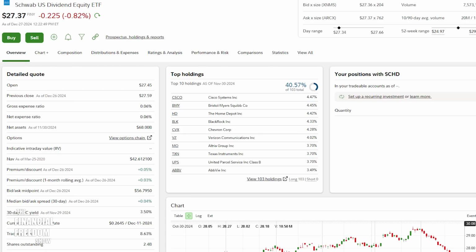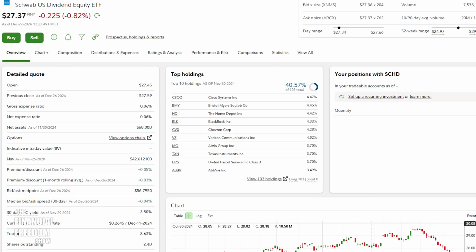However, as with any investment, SCHD is not without risks. Its performance is tied to the health of the U.S. economy and the dividend sustainability of its holdings. Additionally, its sector allocations may not align with all investors' preferences or goals.